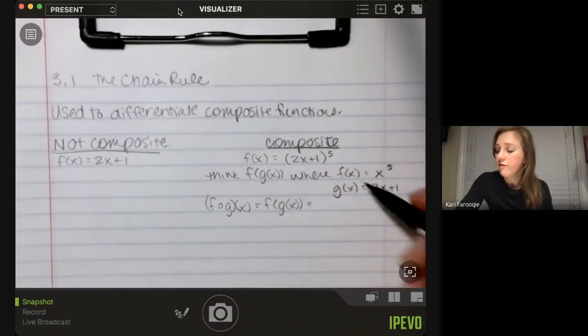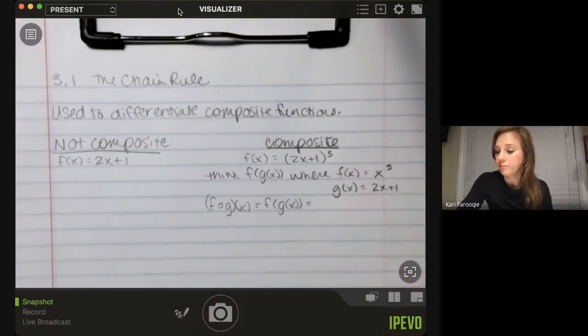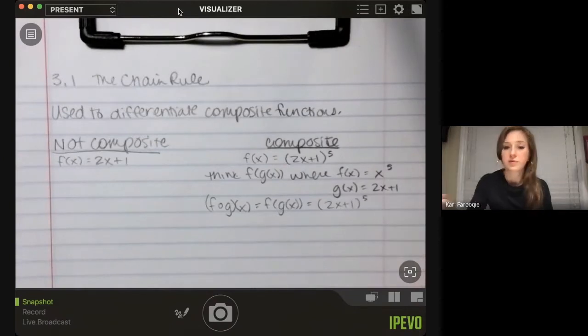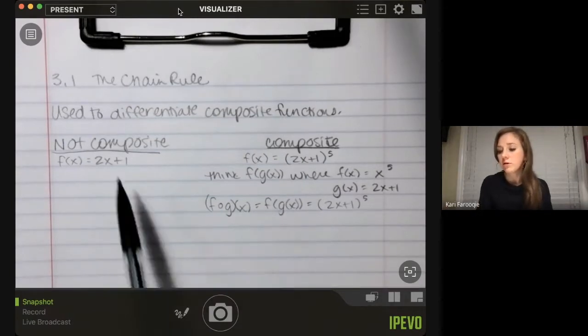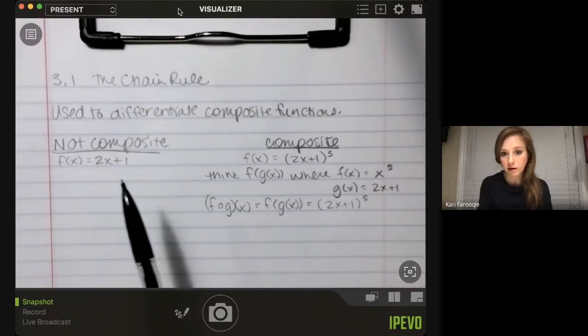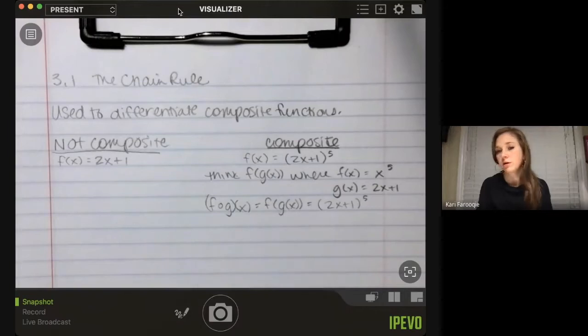So your f function, your outside function, was taking the inside function to the 5th power. So you took your outside function, and everywhere you saw x, you swapped it out with g of x. So instead of having x to the 5th, you had (2x plus 1) to the 5th. So that's where you originally saw these composite functions. But notice that you can't really do that in this case. You wouldn't really have necessarily an inside and an outside function as clearly as you would over here. So that would be an example of a composite function.